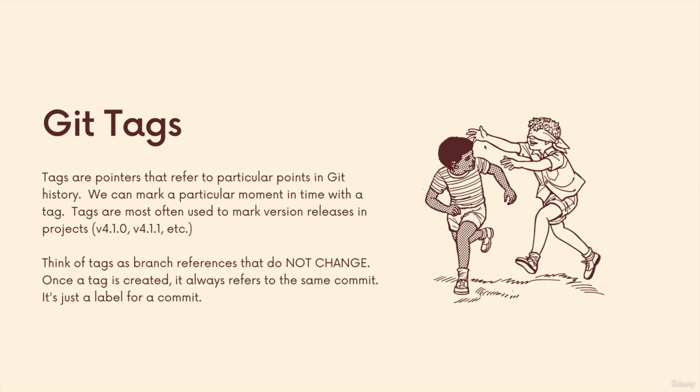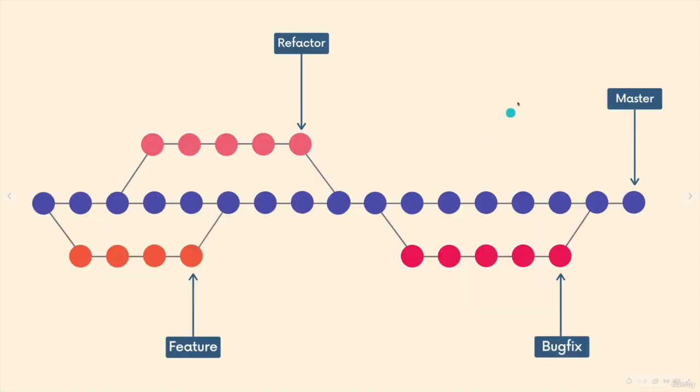So these tags can be anything. We can name them whatever we want, but typically tags are used these days to mark version releases for projects. So again, think of tags as like a label pointing to a particular moment in time, kind of like branch references, except that a branch reference, like these here, changes. If we add a new commit to the master branch, this reference moves. It points to the tip of the master branch, the next commit. But a tag will actually stay referring to the same commit that we set it up on.